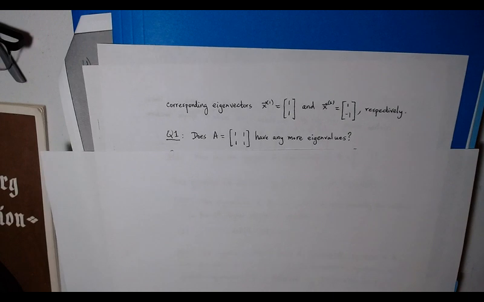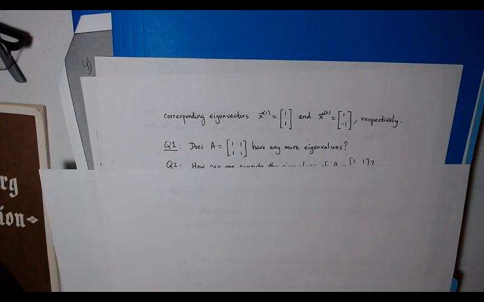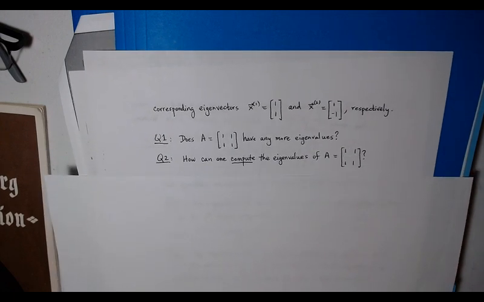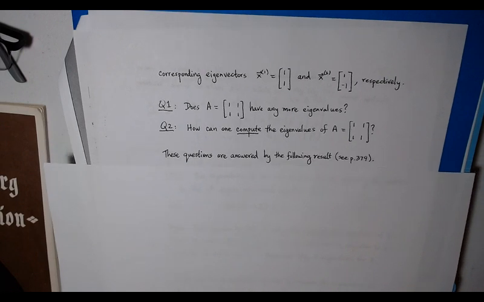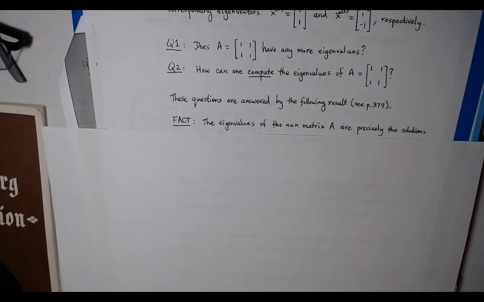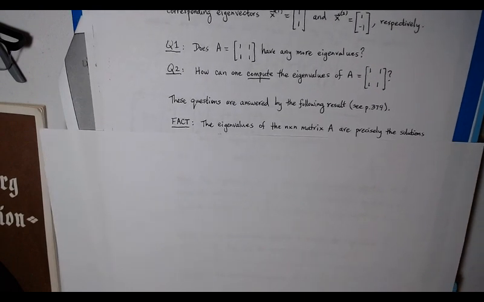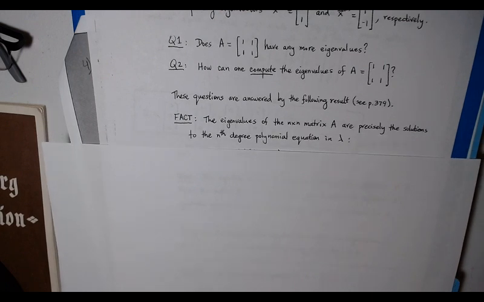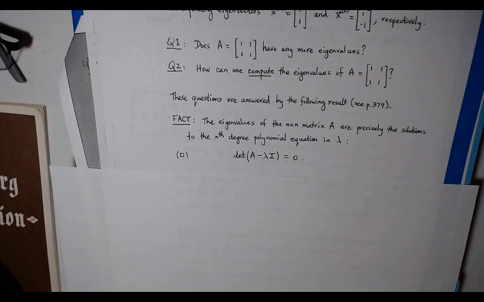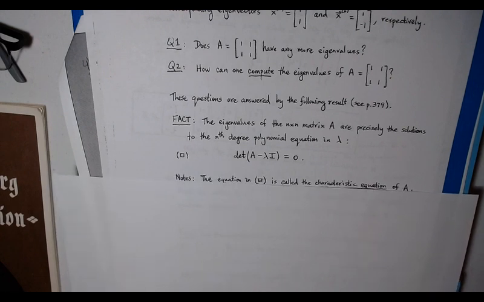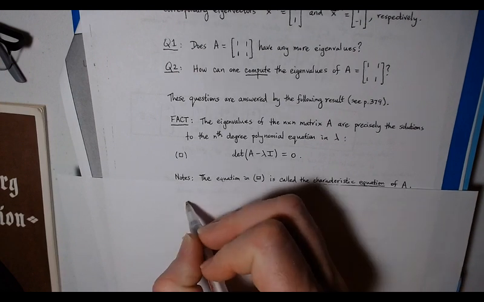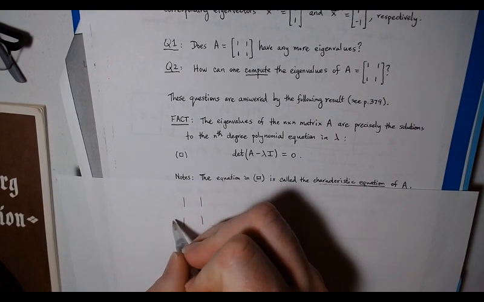So here's a question. Does this 2 by 2 matrix have any more eigenvalues? How can we figure out what they are if we don't already know what the eigenvectors are? And so here we have that the eigenvalues of an n by n matrix are precisely the solutions to the nth degree polynomial equation in lambda, the determinant of A minus lambda I equals 0. This is called the characteristic equation, and it is a polynomial. Just let me write 1, 1, 1, 1. That's A.